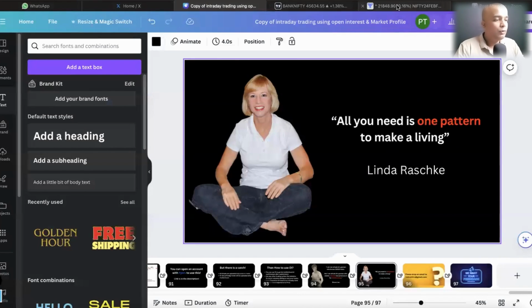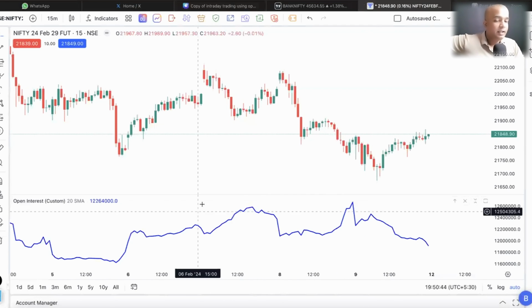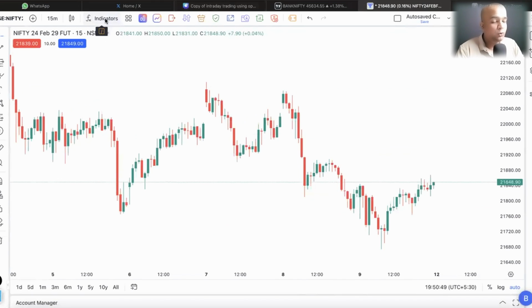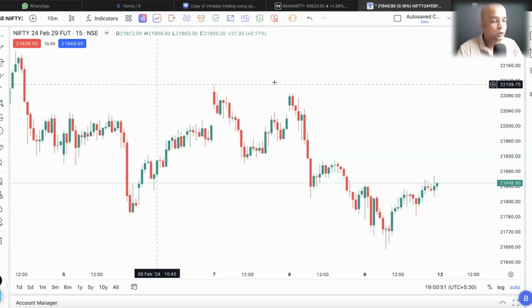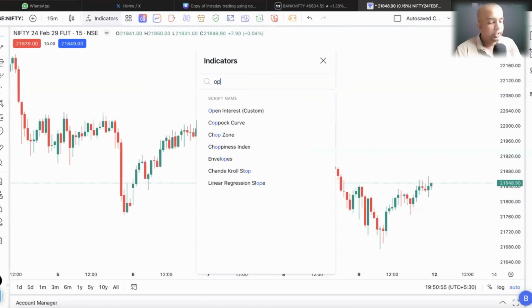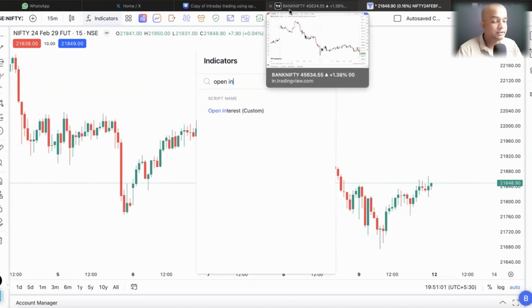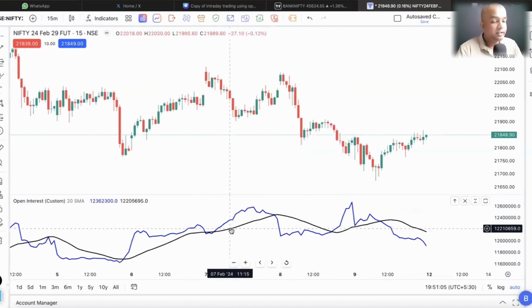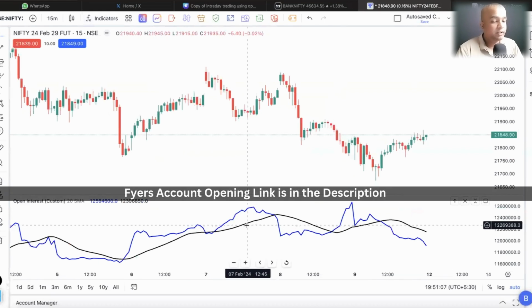If you search for open interest, I will add it manually. Let's say you are logged into Fyers. This is the Fyers platform. If you go to indicators and type open interest, you will get only one open interest on the Fyers platform. This is not the TradingView platform, friends. Click on this, and you will get two pieces of information: this is open interest and this is open interest MA.